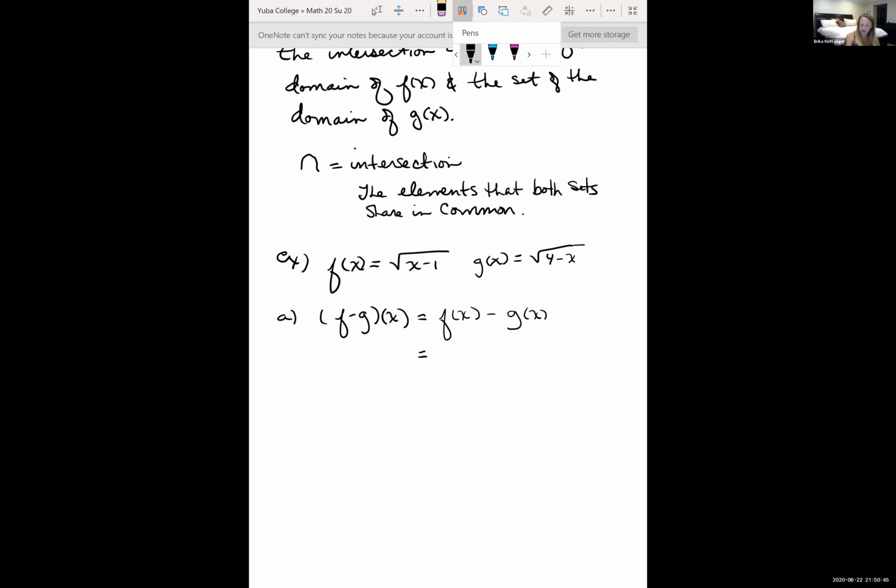It's not too bad, right? We got the square root of x minus 1 minus the square root of 4 minus x. So you just need to remember the rules of radicals. In order to add or subtract radicals, they have to have the same exact thing underneath the radical, and they don't. And so we can't simplify this any further.